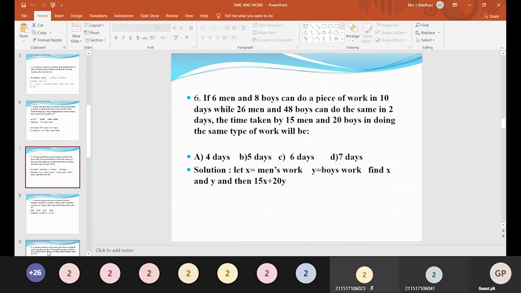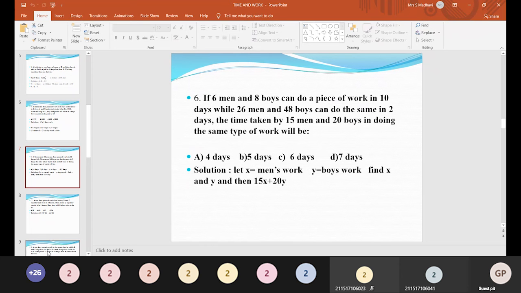If you take x as men's work and y as boys' work, then on taking this, we get the two equations: 6x plus 8y is equal to 1 by 10 as the first equation, and 26x plus 48y is equal to 1 by 2 as the second equation. Now we need to calculate for 15x plus 20y.